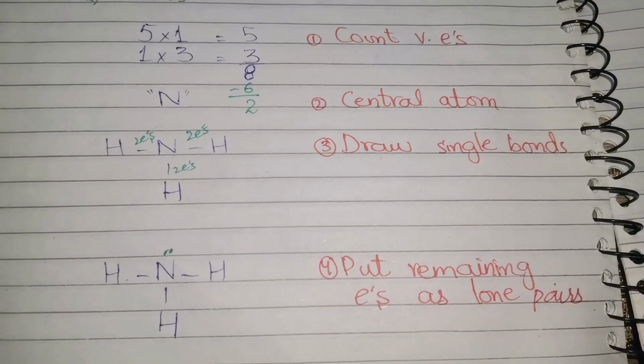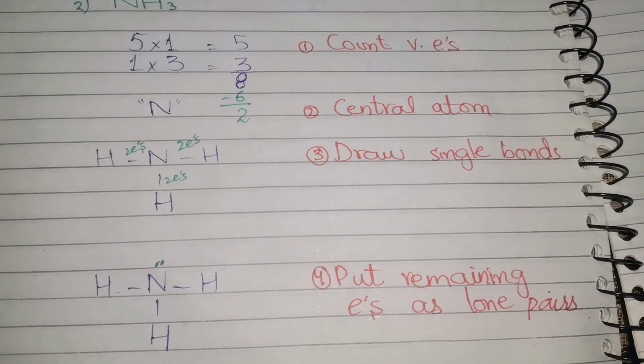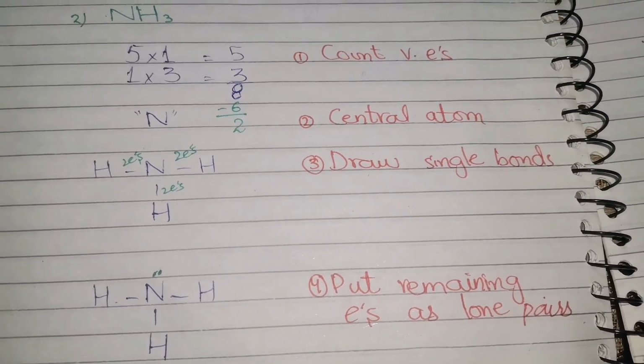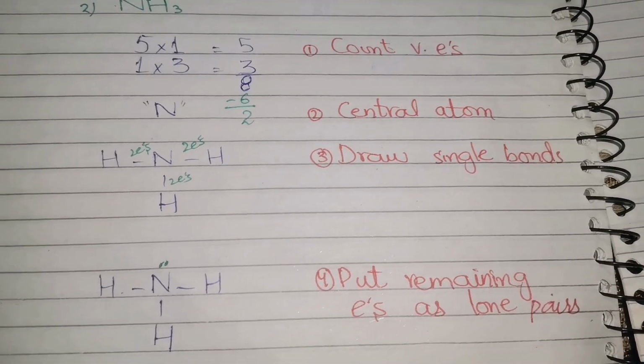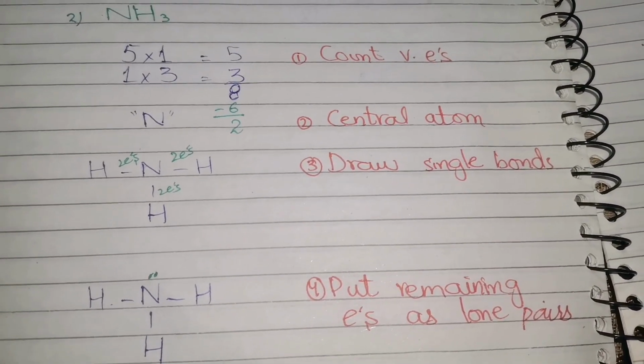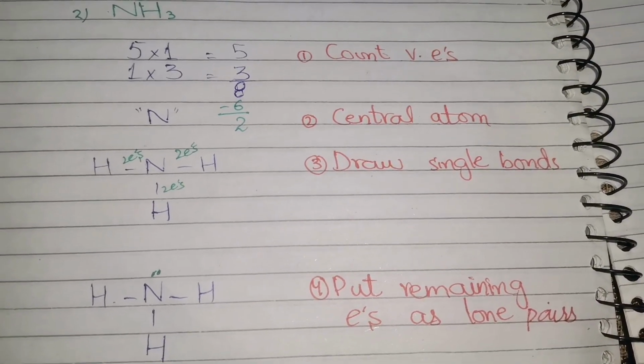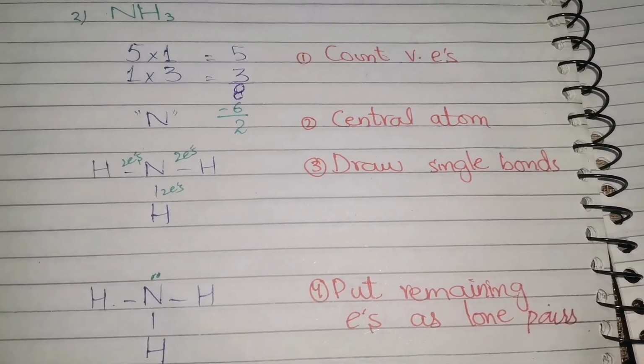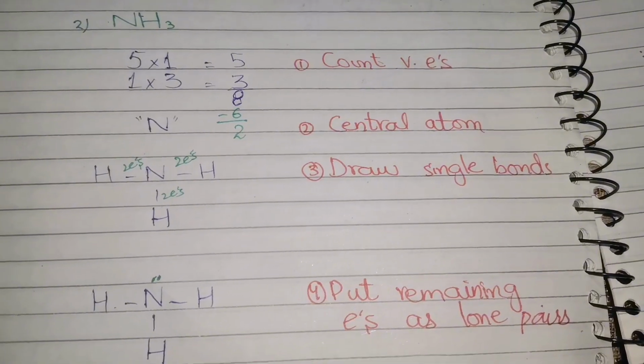Now with the help of these simple steps, you can draw the Lewis diagram for any molecule or compound. At the end, I would like to tell you that there are many exceptional cases as well. And if you want me to explain other examples, then let me know in the comments below.